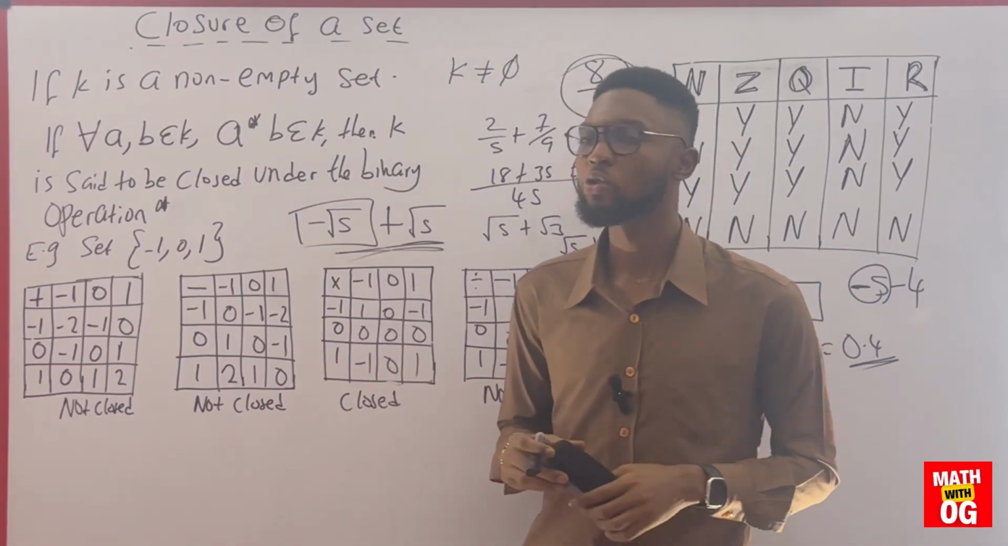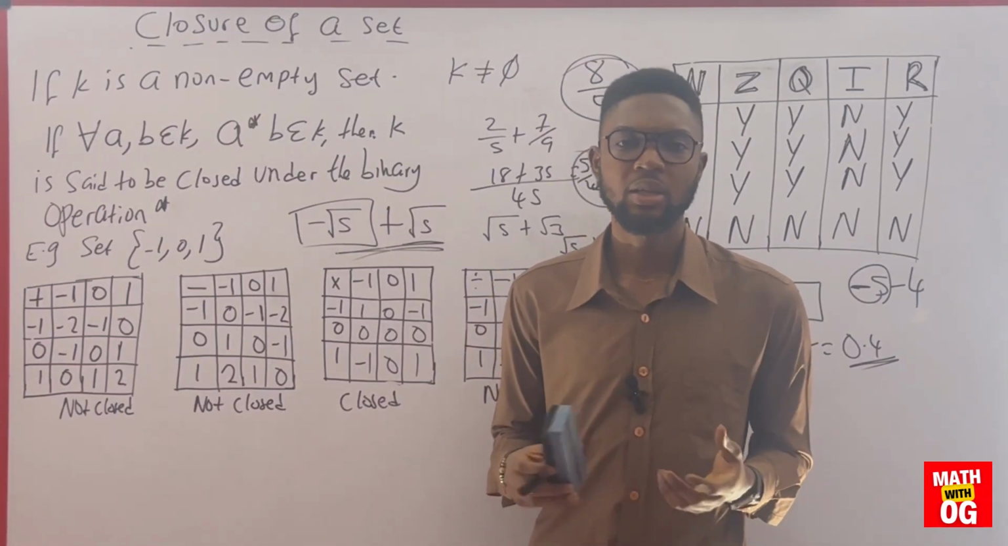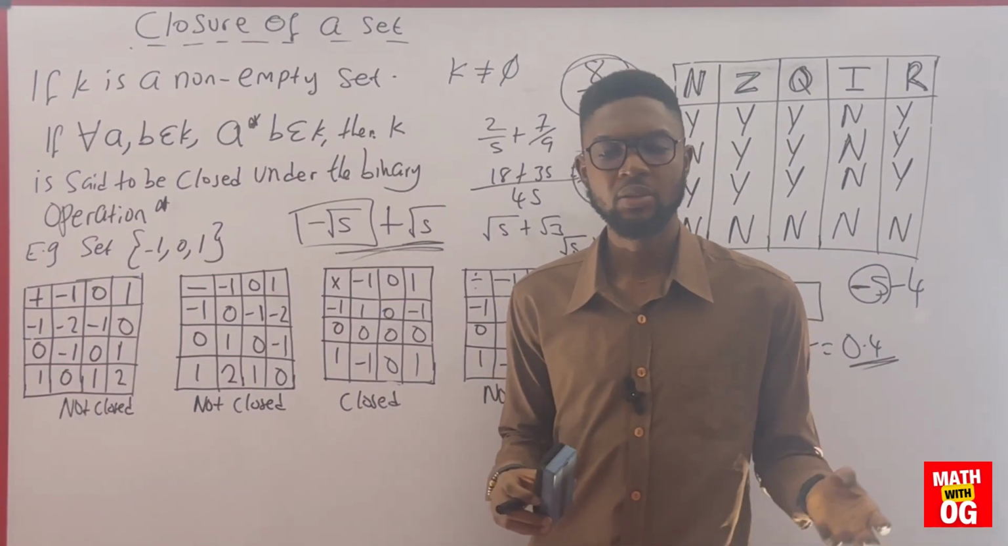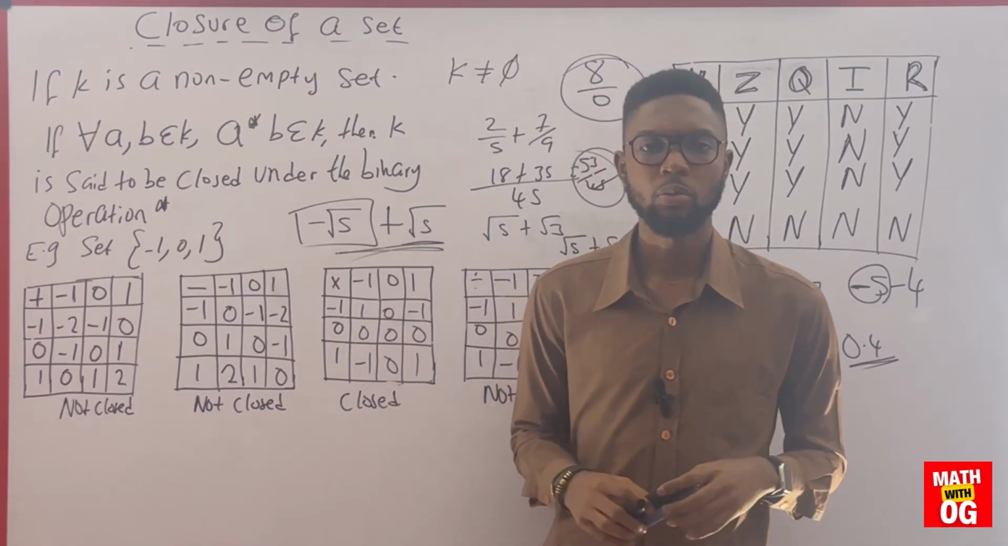So that's all for closure of a set. In our next video, we'll be looking at some properties or characteristics of sets. That's the distributive law, associative law, and commutative law. That's what we'll be looking at in our next video.